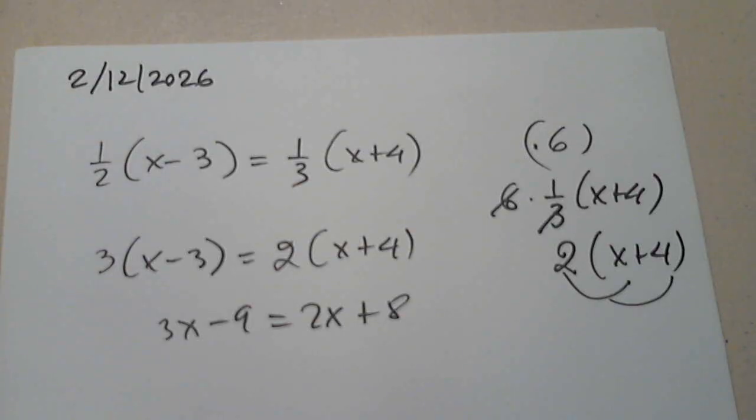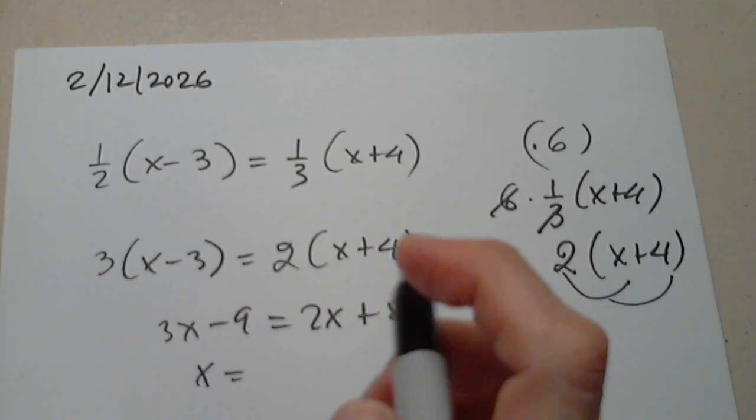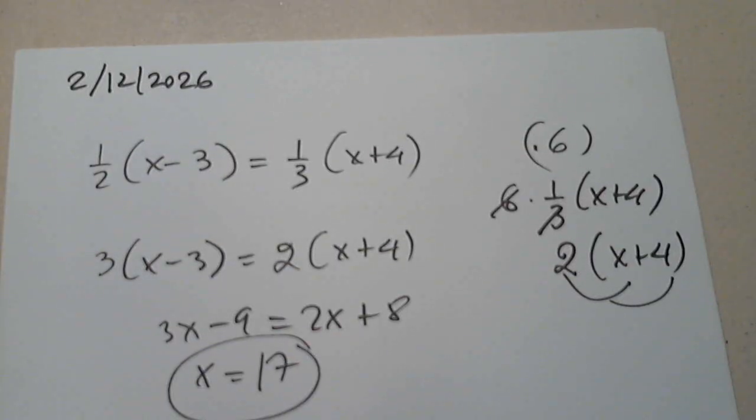And now the rest is a piece of cake because I move 2x to the other side and I get x. And I move -9 to the other side and I get 17. Again, please do not enter an answer before you verify it. We decided to do that always. What's the point in losing the points, 4 or 5 points on a very simple equation? Always go back and check.